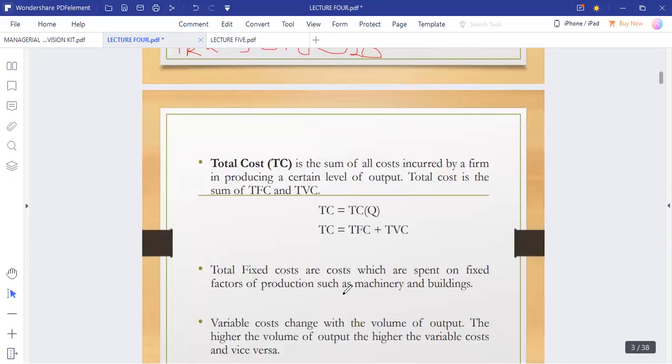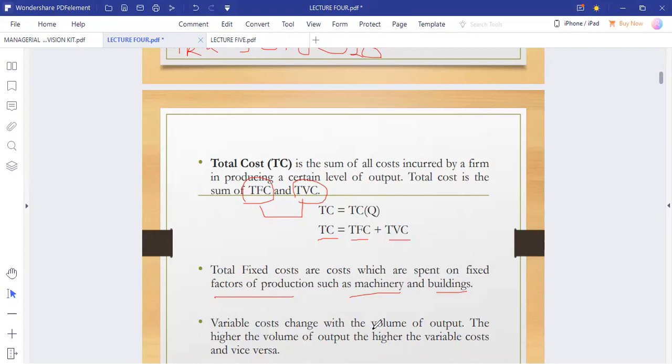We go to the total cost function. We need to understand that we have two kinds of costs that every firm must have, what we call the fixed and the variable costs. Collectively, when we add these two, we get what we call the total cost. So total cost is a function in terms of quantity, which has the fixed and the variable cost. What are fixed costs? Fixed costs are simply the costs which are spent on the fixed factors of production, like machinery and buildings. These are capital expenditure. These costs are also fixed in the sense that they don't increase with output. They are fixed.